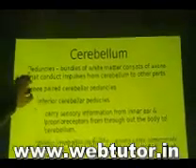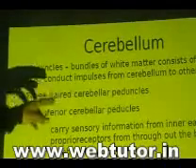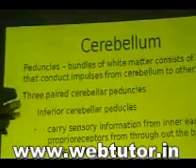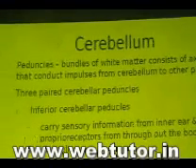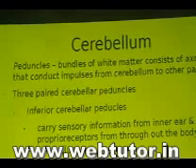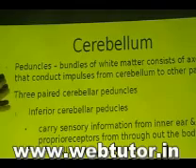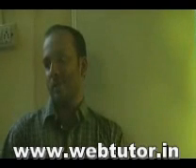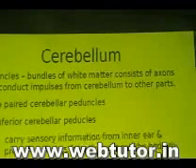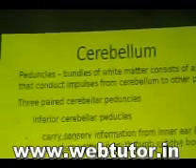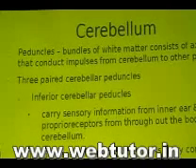There is something known as peduncles. What are peduncles? These are bundles of white matter which consist of axons that conduct impulses from the cerebellum to the other parts. Remember, your cerebellum is sitting posterior to your brain stem, but it connects to almost all the parts of the brain, even the spinal cord. How does it connect to these parts? Through axons. All these axons come together and form bundles which are called your peduncles. So there are three paired cerebellar peduncles.